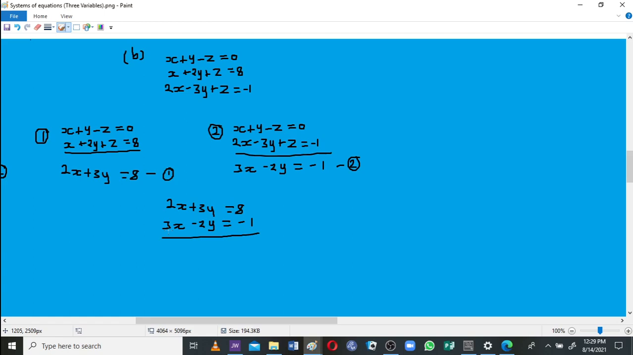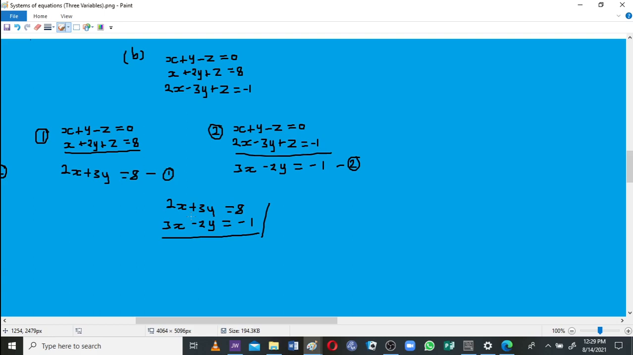And for y, we can also see that the coefficients are not the same. So what do you need to do? You need to balance the coefficients. Now, how do you balance coefficients for the variable that you want to eliminate? You first need to make a decision: you determine which variable you want to eliminate. In this case, let's say I want to eliminate y. So to eliminate y, I need to balance the coefficients for the y variable.